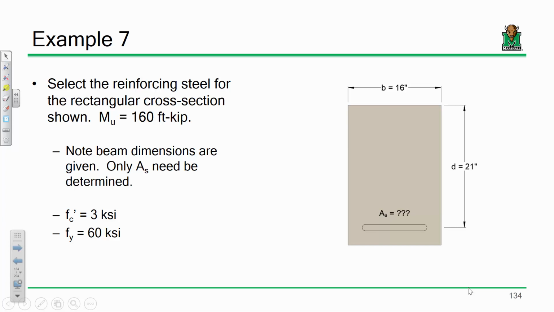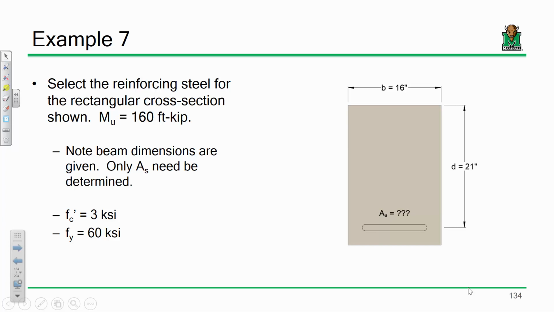We're going to select the reinforcing steel for the rectangular cross-section shown. So, I'm also telling you what the moment is. Now, if I didn't tell you what the moment is, I instead would be giving you, okay, the beam is this long, it's simply supported, or it's cantilevered, there are these loads on it. I just told you that Mu is 160 foot-kips. That makes things a lot easier.